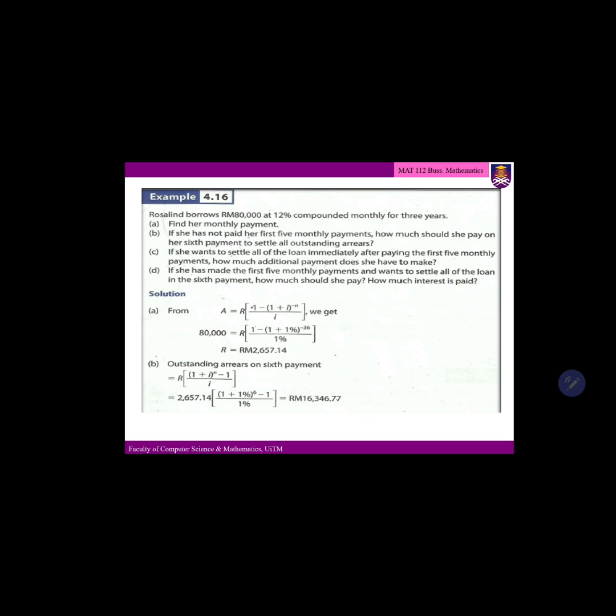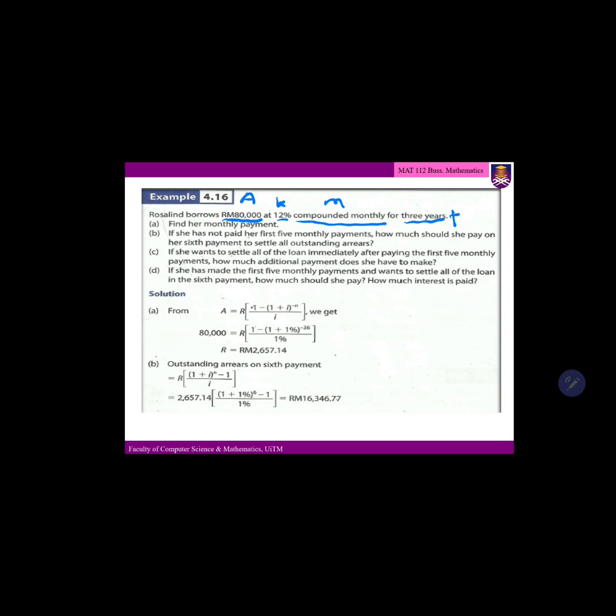Here also it's the same as the Honey example just now. So monthly payment, borrow 80,000, 12% compounded monthly for 3 years. So we have our borrow, this one is your A, 12% is K, compounded monthly is M, this one is your T. You want to find R, the monthly payment, so you just substitute into the present value formula, then arrange the equation to find R. Okay, B is outstanding arrears, I have explained before.